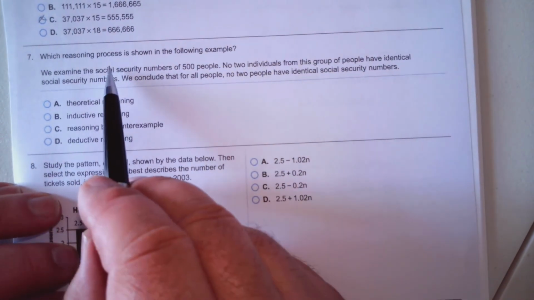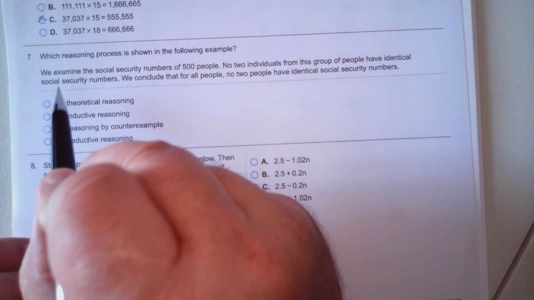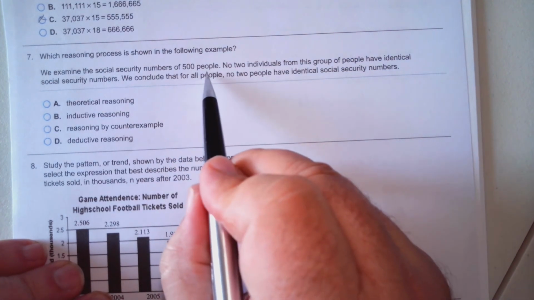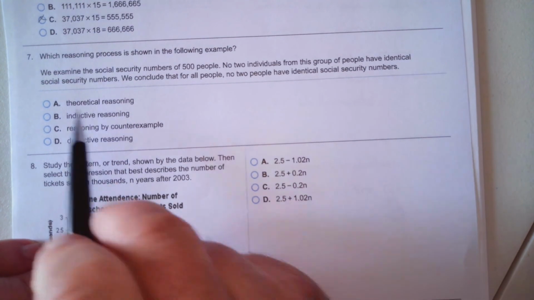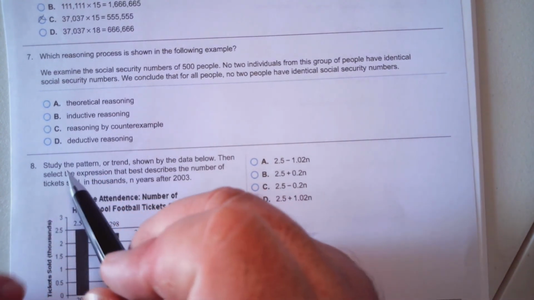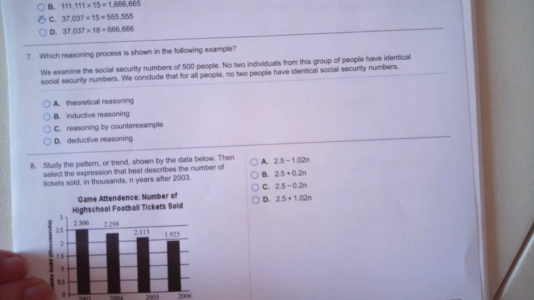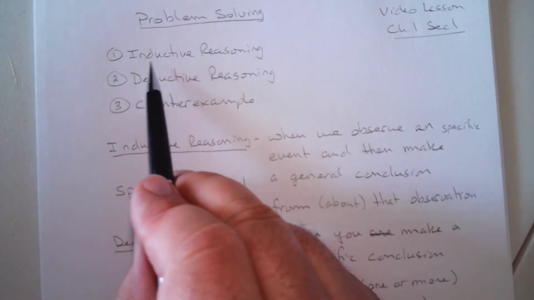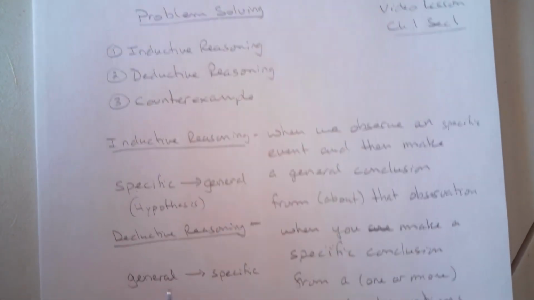Which reasoning process is shown in the following example? We examine the Social Security numbers of 500 people. No 2 individuals from the group of people have identical Social Security numbers. We conclude that all people, no 2 people have identical Social Security numbers. So what does that mean? Remember, inductive goes from specific to general. Deductive goes from general to specific.